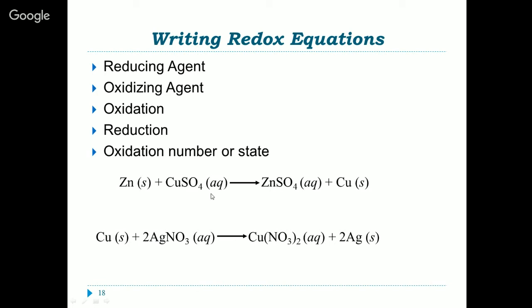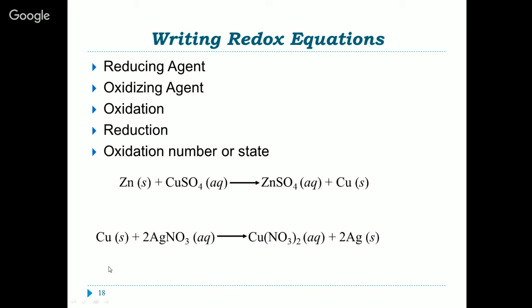Copper started at 0, it went to 2+. 0 to +2 is an increase in my positivity. Therefore, I lost electrons. Therefore, I'm oxidized. Silver went from a +1 to a 0. Therefore, I gained electrons because my charge was reduced.